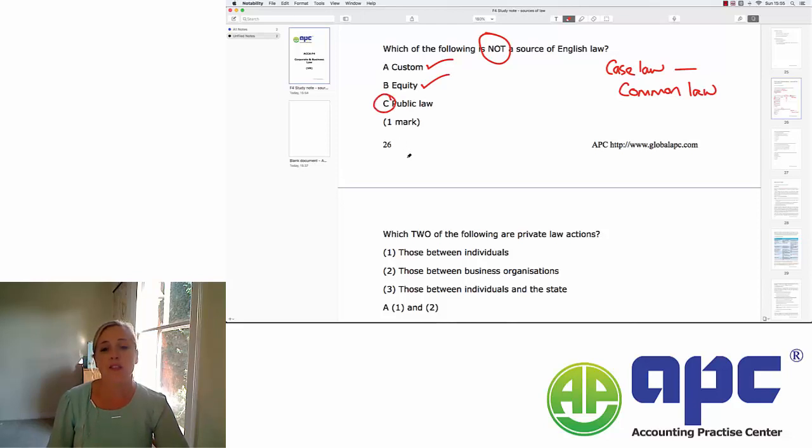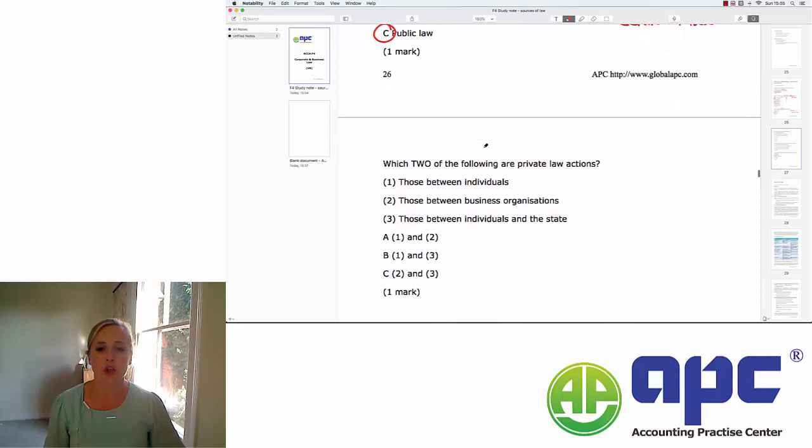Public law is not a source of English law. Public and private law are two types of English law which we distinguish between, but neither of them are actually sources of that law. Okay, moving on to question number four.